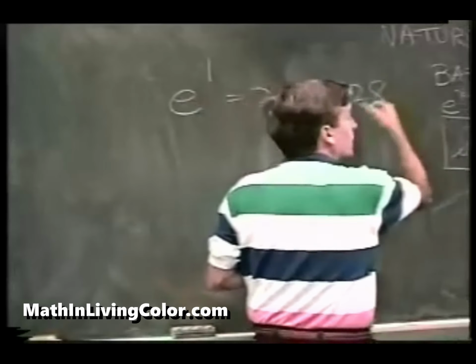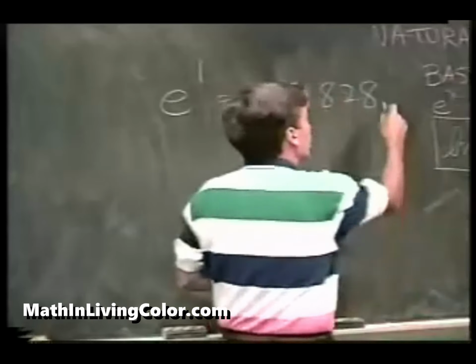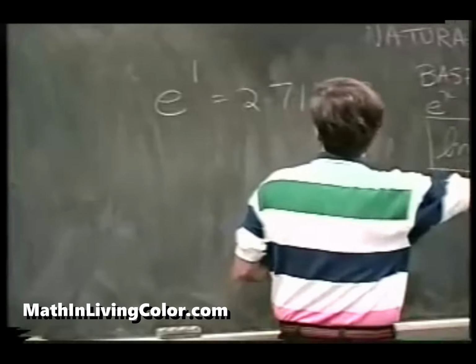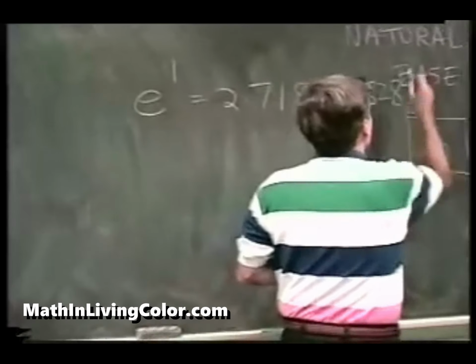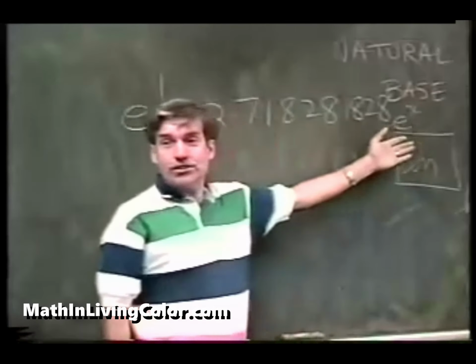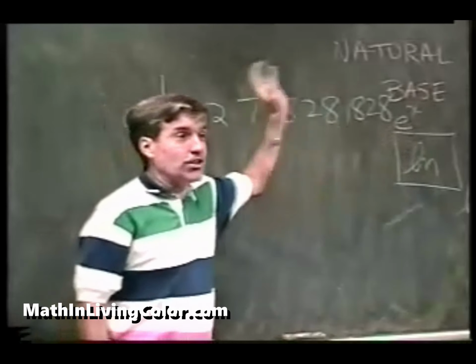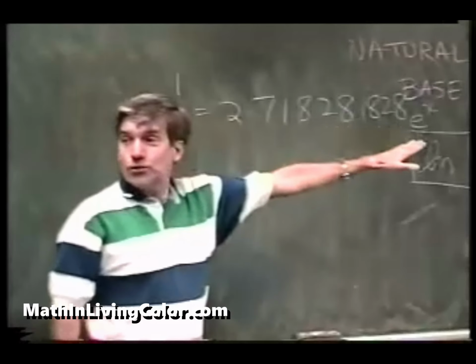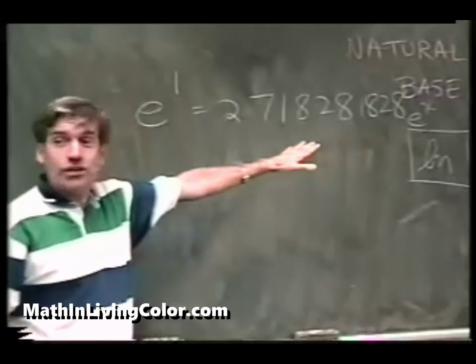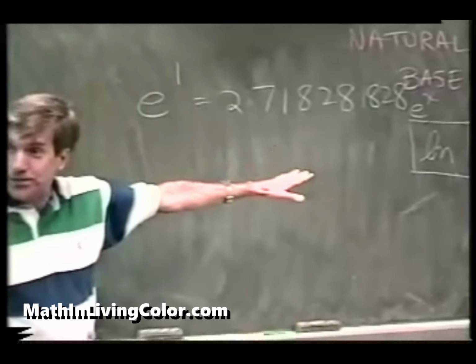I'm going to carry this one out. 1828. 1828. That's good enough? It does it again, a 1828? But by the way, it's not repeating a pattern, it just looks like it is. It doesn't continue in that pattern. It doesn't continue to repeat any pattern, because this is what we call an irrational number. It never comes out even.